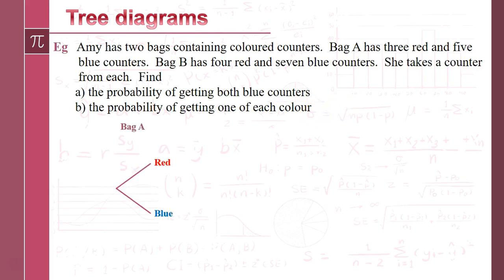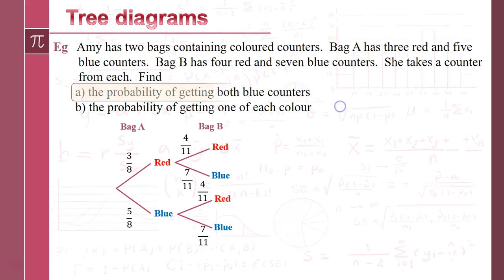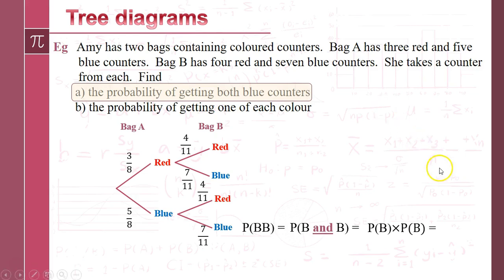So here we go. So bag A, there's our reds and our blues, and there's our probabilities. And there's bag B with our different probabilities there. And so we want the probability of getting both blues. So that's going to be that branch down there. So we've got 5/8 times 7/11 because it's an AND situation. So we know if we're doing an AND, we're multiplying. And they're independent, one doesn't affect the other, so we can just do the multiplying like that, and there we go. There's our answer for that one.